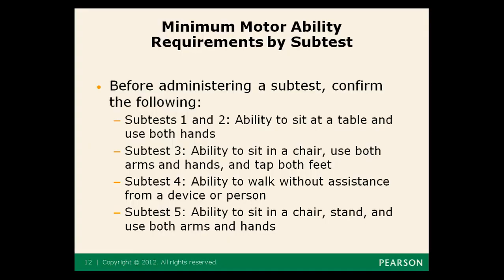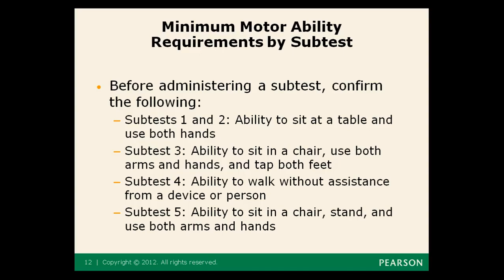Now, in terms of giving the BMAT, we need to ensure that your client meets minimum motor ability requirements, and I have them listed here by subtests. So we need to really be able to confirm prior to administering this that the examinee has, for subtests 1 and 2, which are the fine motor tests, they need to be able to sit at the table and use both hands. For subtest 3, which is the coordination, they'll need to be able to sit in a chair, use both arms and hands, and tap both feet.